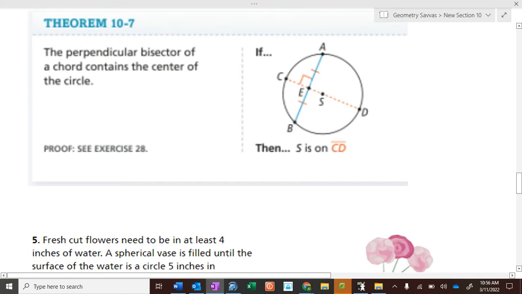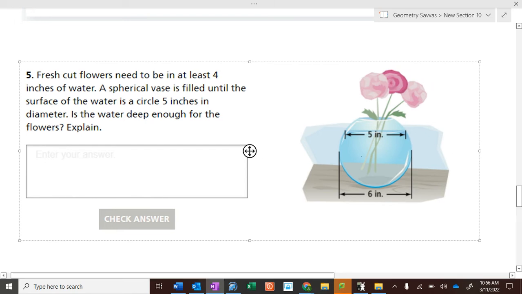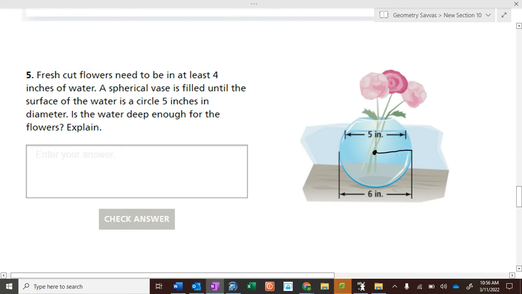Okay, so that's all the easy stuff. Now for what we have to think a little bit more, okay? We have a spherical vase here, and they put flowers in it. The flowers need to be in at least 4 inches of water. Are they in 4 inches of water at this point? Well, let's see. If the diameter of the sphere is 6, what's its radius? 3. Its radius here is 3, which means if you go from here to here, it's also 3.